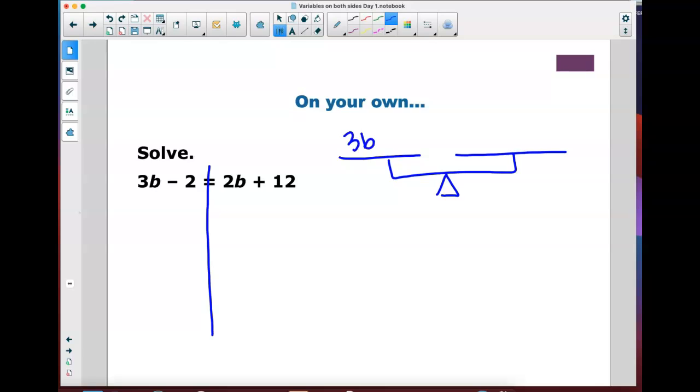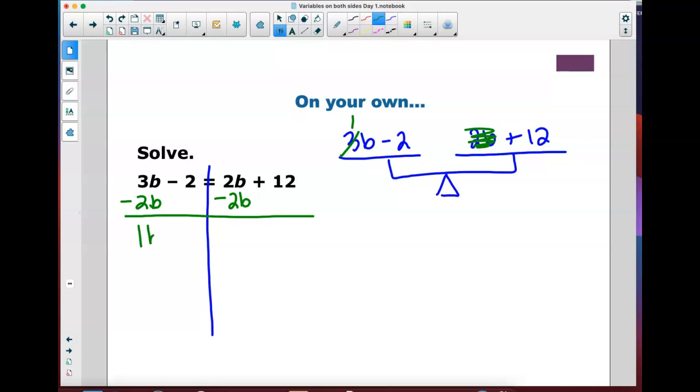Okay, so we have 3b minus 2 on one side and 2b plus 12 on the other side. Which side do you want to get rid of? You want to get rid of the 3b or the 2b? 2b. Okay, so we're going to cross off the 2b. I want to get rid of that. That means I have to put minus 2b on each side. If I have 3 b's and I take away 2 b's, what do I have left? This would become a 1b. So now if I write down what's on that scale, I have 1b minus 2 equals 12.